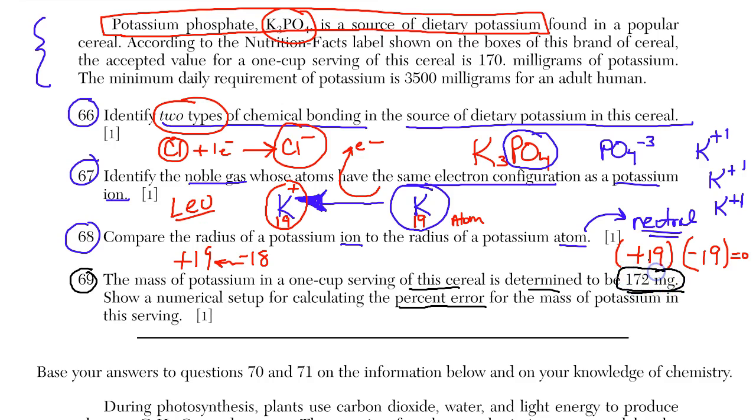So what's my known value? Now I'm going to have to go back into my blurb, and it looks to me that the known value is 170 milligrams. Let's read it. The accepted value, here we go, the theoretical for a 1 cup serving in this cereal is 170 milligrams of potassium. So it looks to me the accepted value, or the known from some standard, is 170. So we're doing a percent error. We need to know what is the experimented or measured value and which is the known.